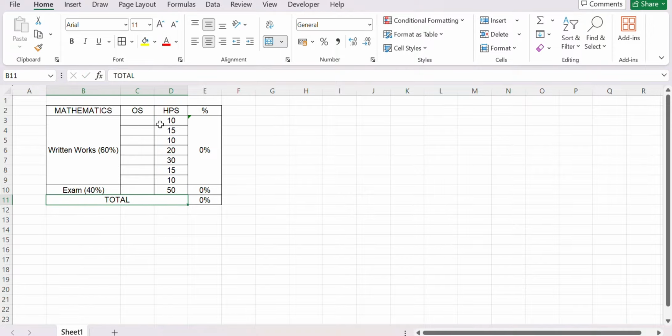So here I've set up the HPS in each activity, and as you can see, the percent section or column changes depending on what you've inputted in your OS. And the total row automatically computes what your grade will be depending on the results.